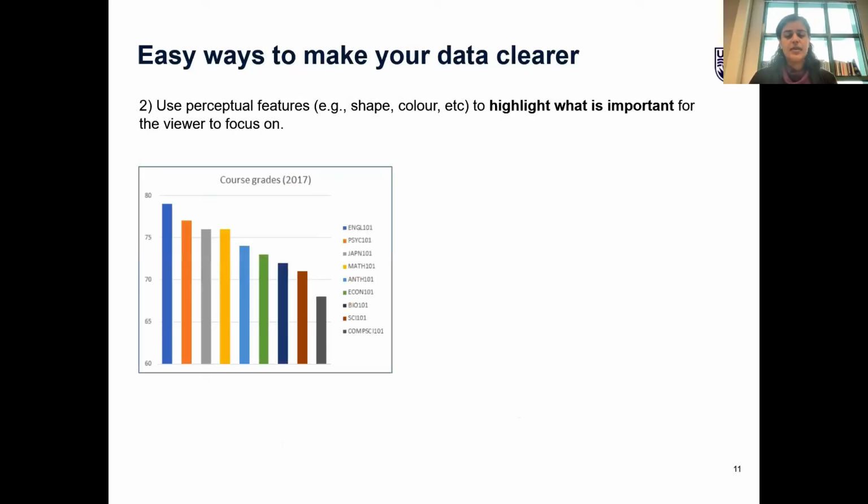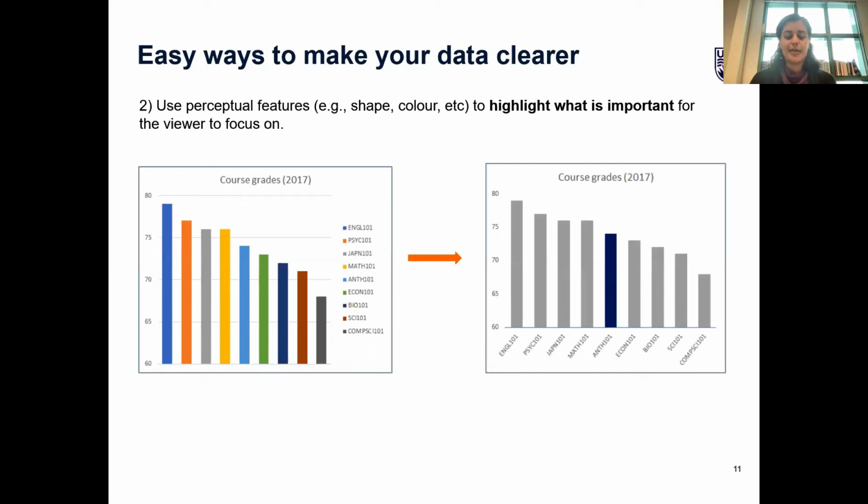So in some cases, we might not want to remove all of the data, and we want to show multiple items, but we do want to highlight particular pieces. So here we might use perceptual features, so something like color or perhaps some other form of highlight to highlight what you want the viewer to focus on. So here we might do something to make the data pop a little more.